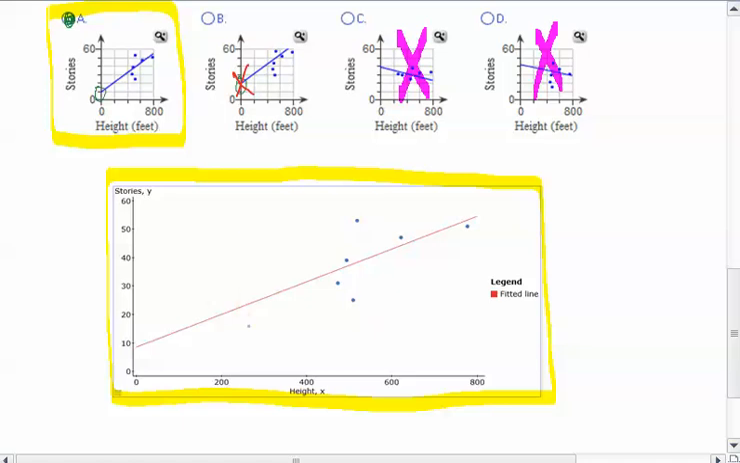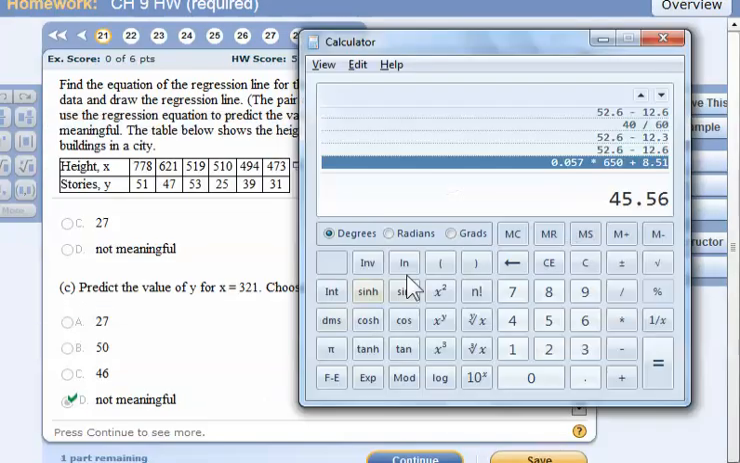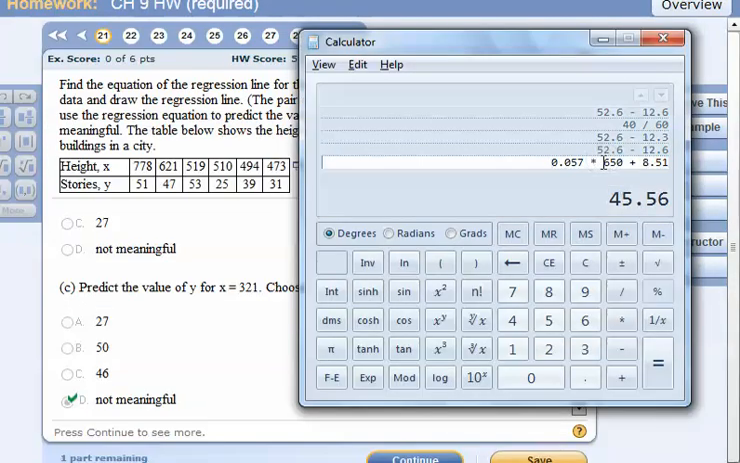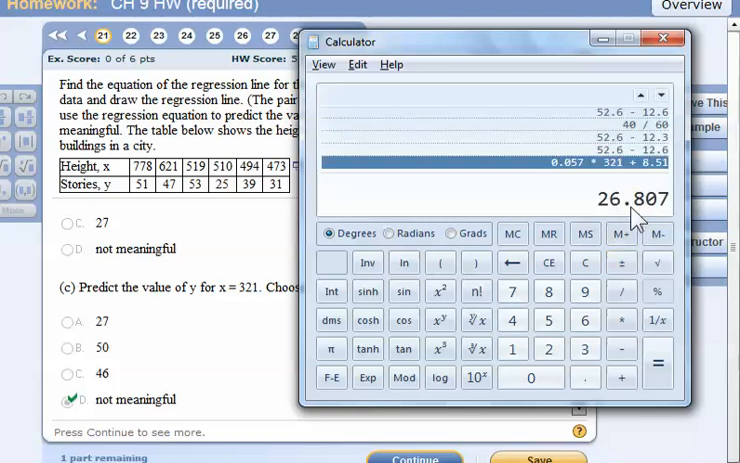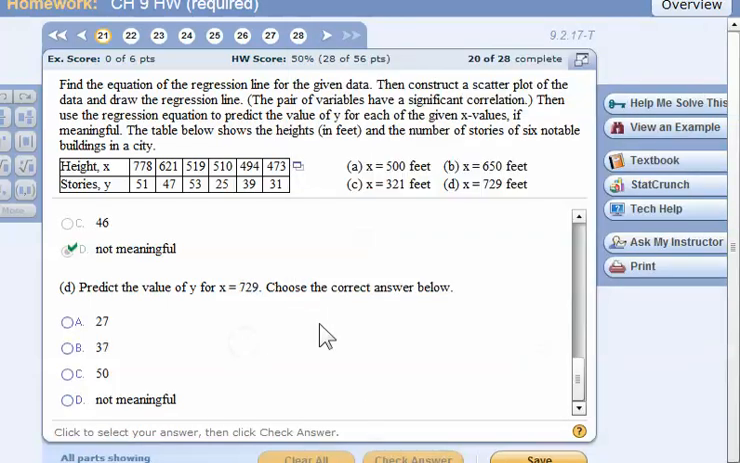The prediction line is only good within a close enough range. And if you would have done it on your calculator, you could have moved that to 321. It would have given you 26.8, which would have been 27. Of course they have that there. Ah, that's not cool. Of course, it's a distractor.